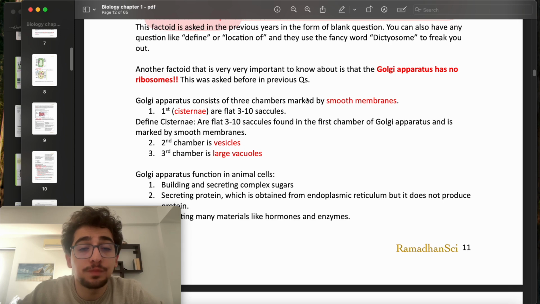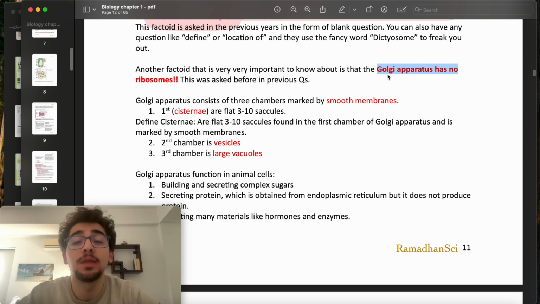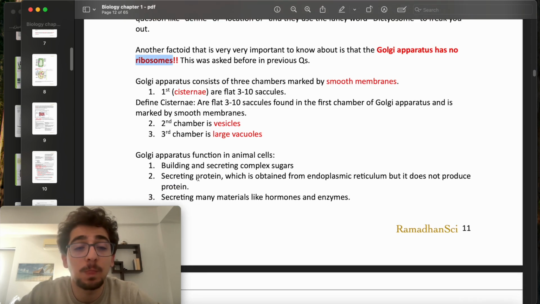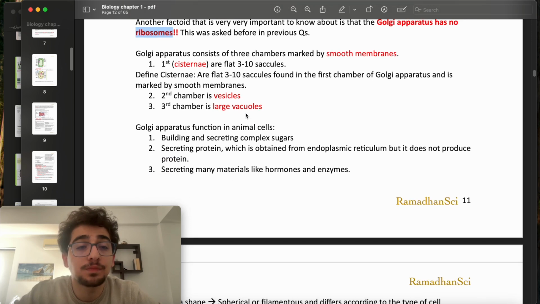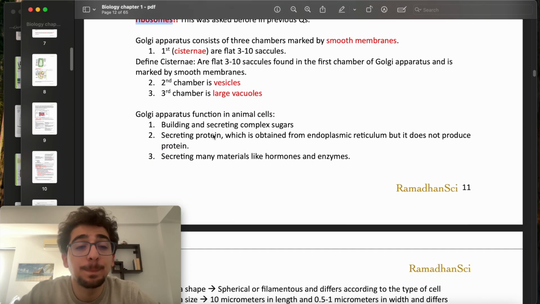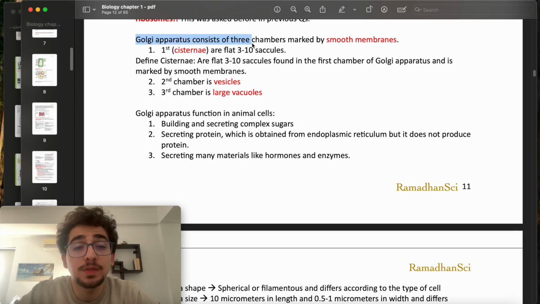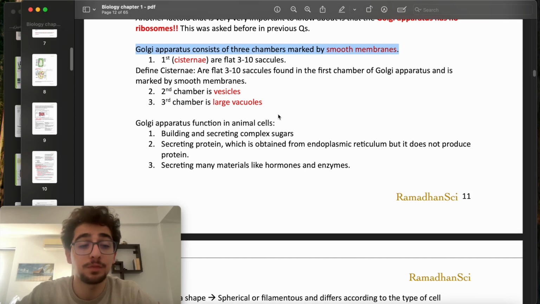There was one question. They just said that Golgi apparatus has no, and then a blank. So Golgi apparatus has no and blank. The answer is ribosome. It's very weird. So Golgi apparatus consists of 3 chambers marked by smooth membranes. Okay, so in Golgi apparatus, we have 3 chambers separated by smooth membranes.